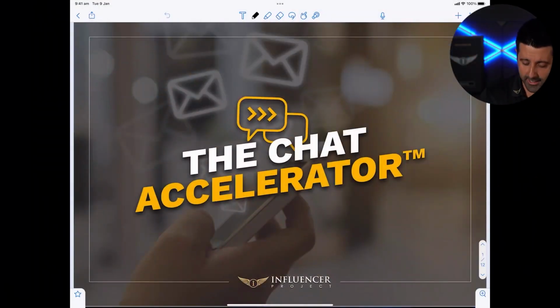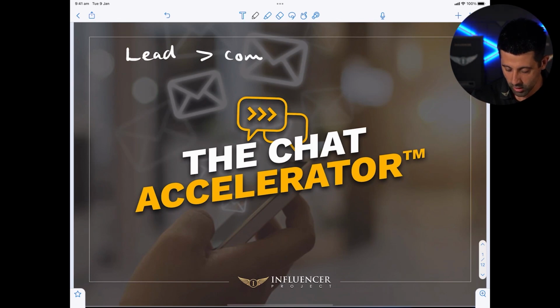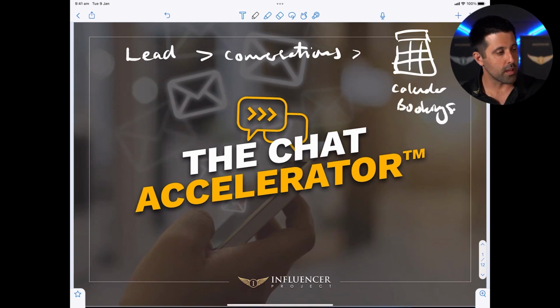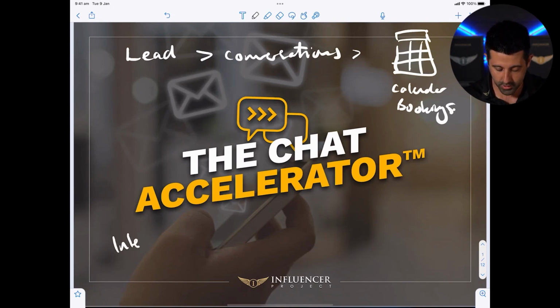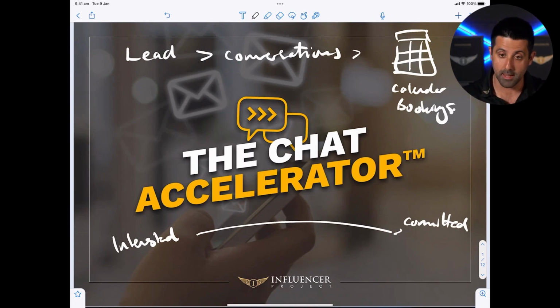Today's topic, we're going to be talking about the Chat Accelerator. And the Chat Accelerator is something we're using to literally turn leads into conversations, into calendar bookings. And the goal here, whenever I install this strategy, is to help people understand that when someone says they're interested, it doesn't mean they are committed. Just because someone's interested doesn't mean they're committed.